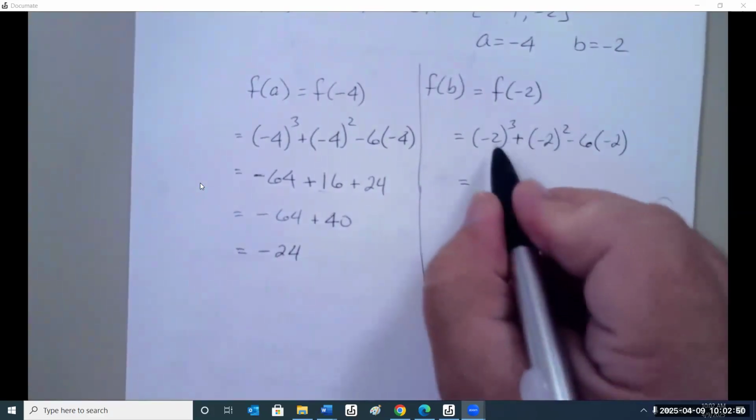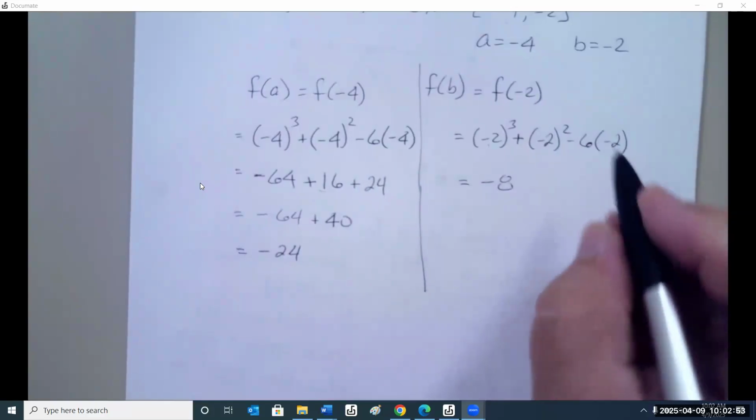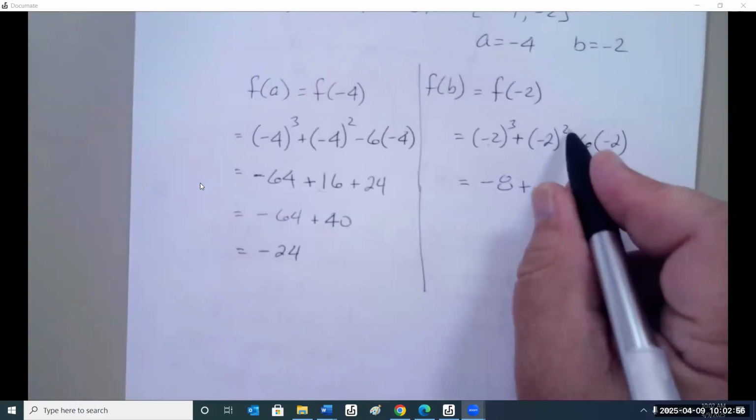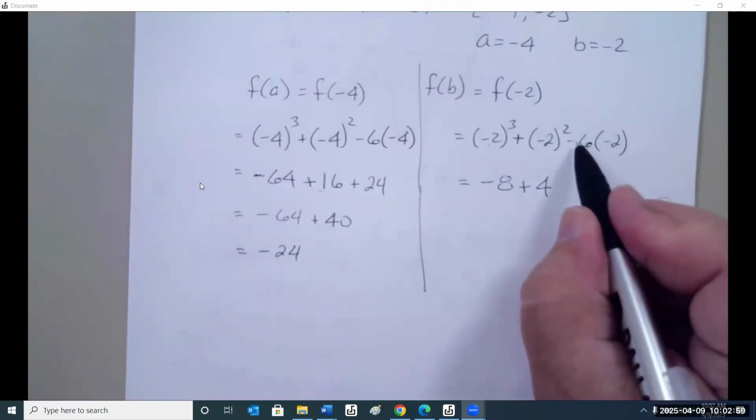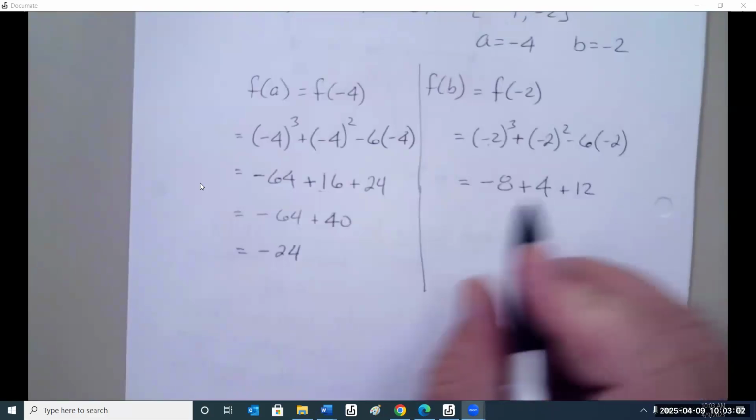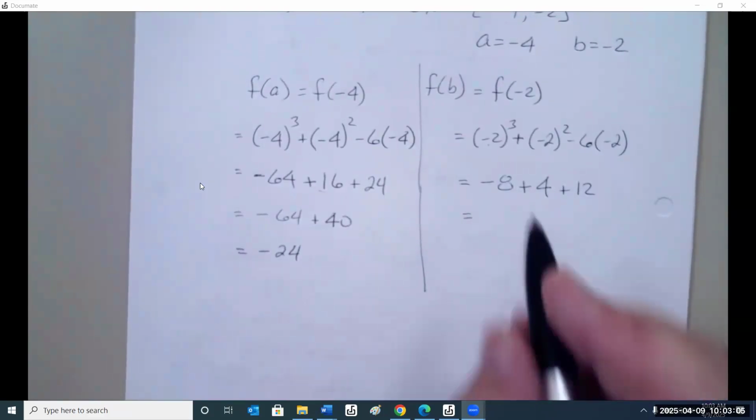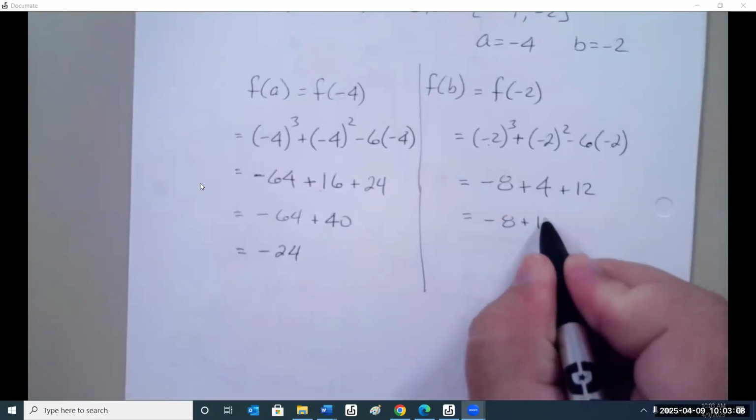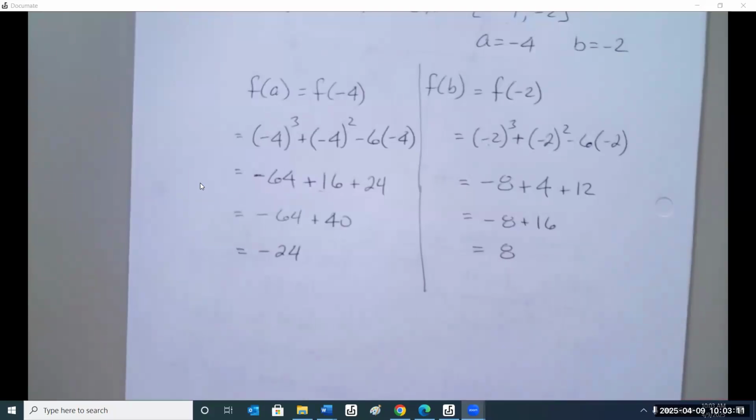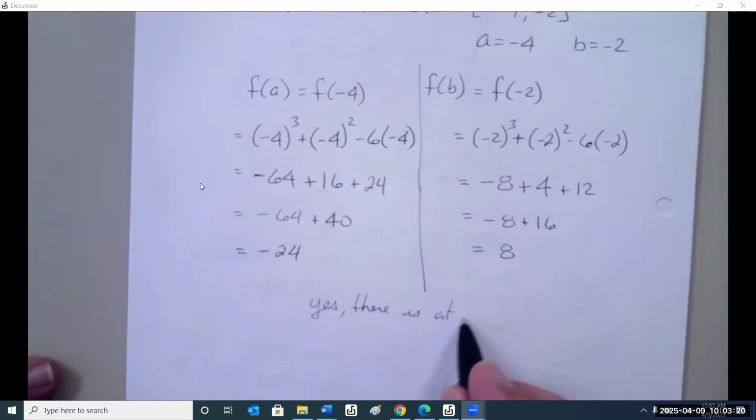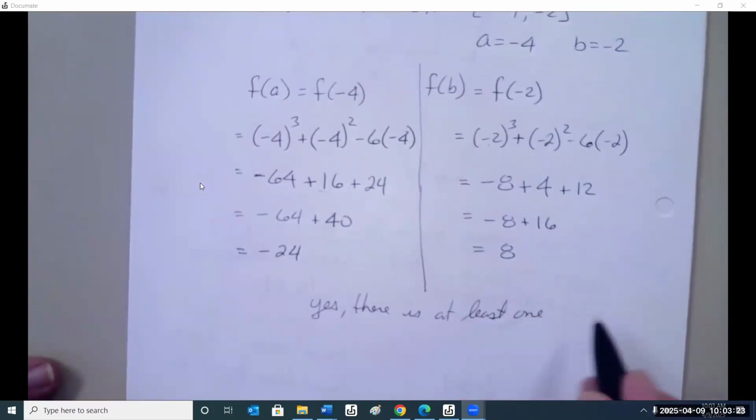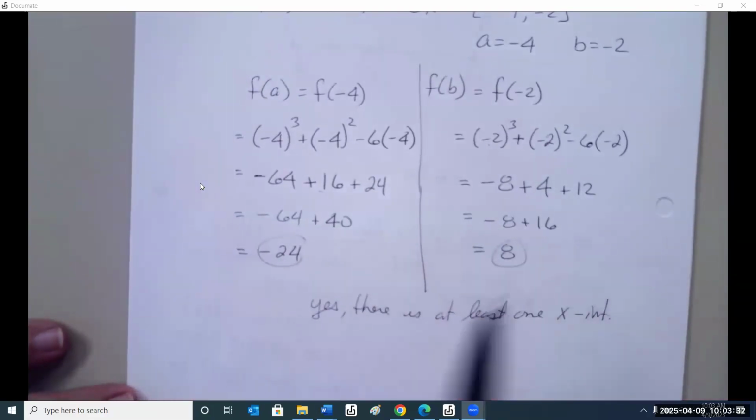On the other side, -2 cubed is -8. -2 squared is 4. -6 times -2 is a +12. We have -8 plus 16, which is a +8. So yes, there is at least one x-intercept, or real zero, because their answers are different signs.